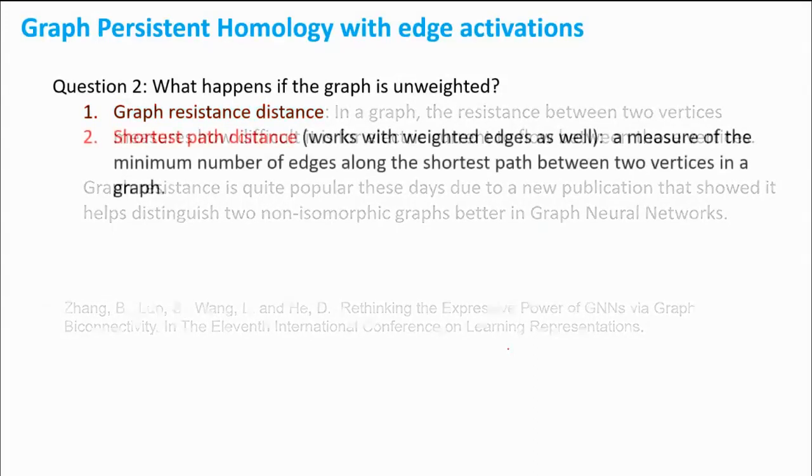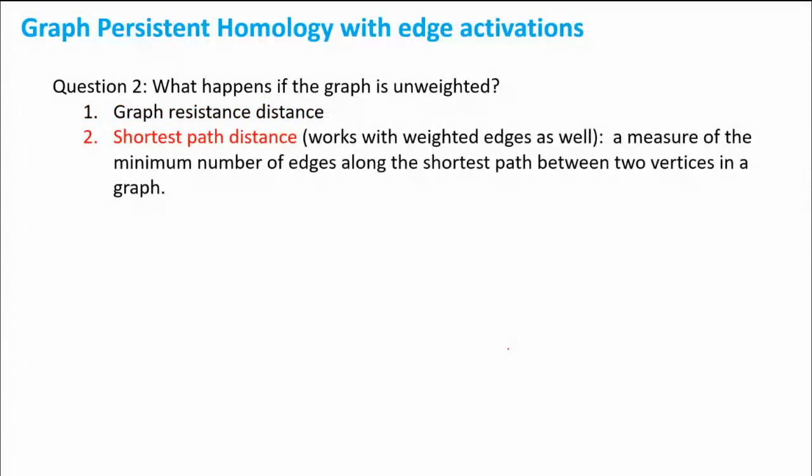Now, the second way to define a distance is using shortest path distance. This is quite simple. We just count the number of edges along the shortest path between 2 vertices in a graph. So, for example, if I have vertex 1 and vertex 2, and if the distance between them is 3, for example, you just count it. If there is another vertex, for example, 3 with distance 1, the distance between 1 and 3, you can consider to be 3 plus 1.